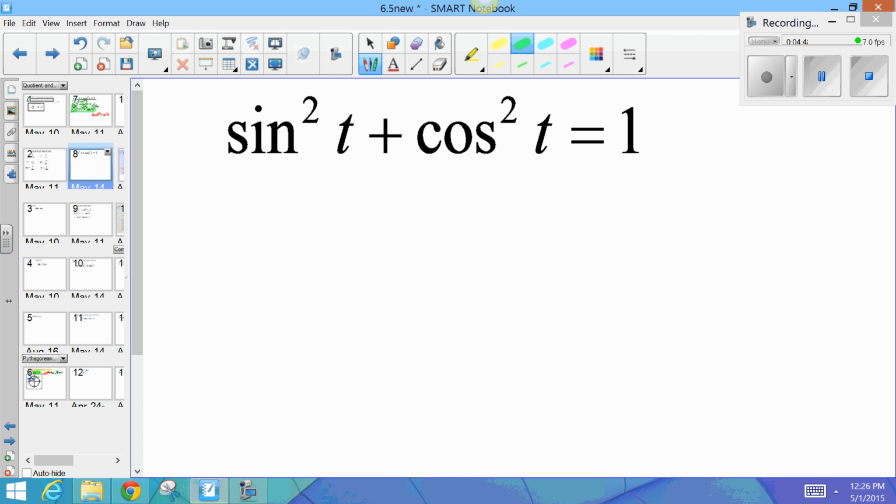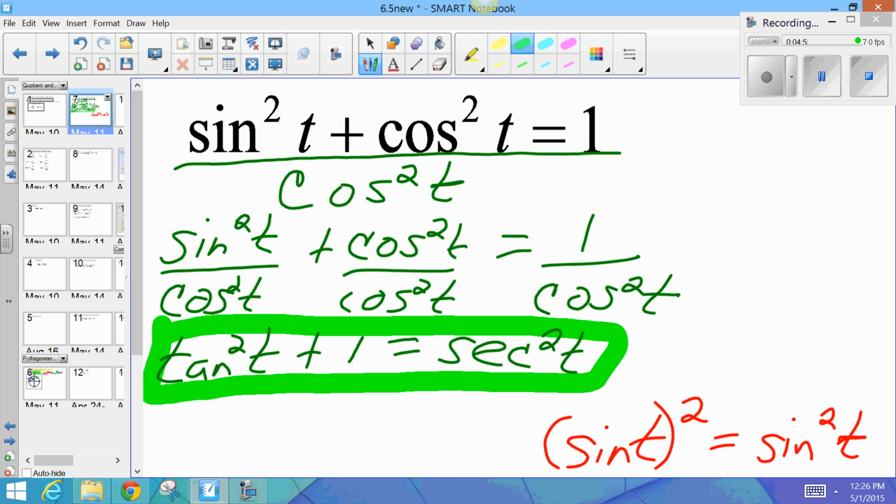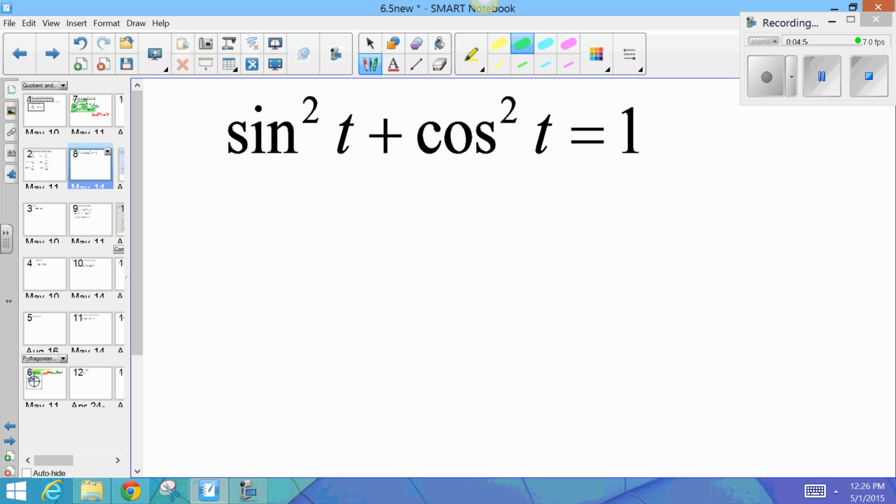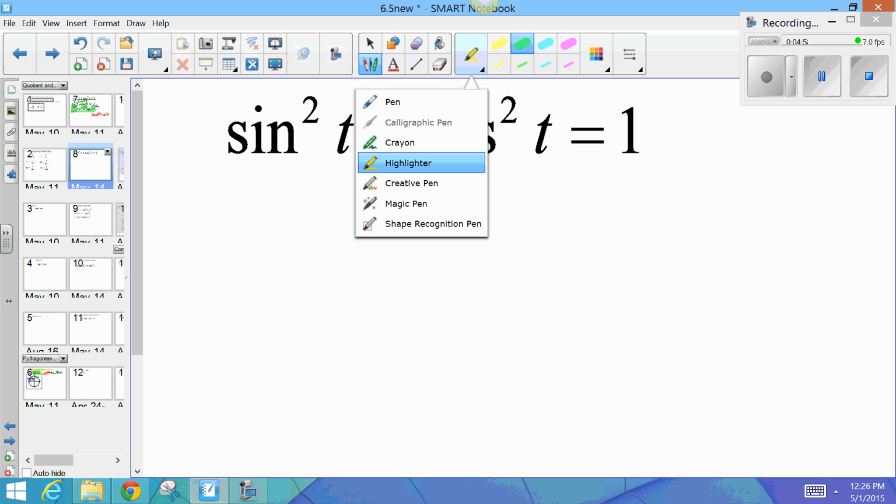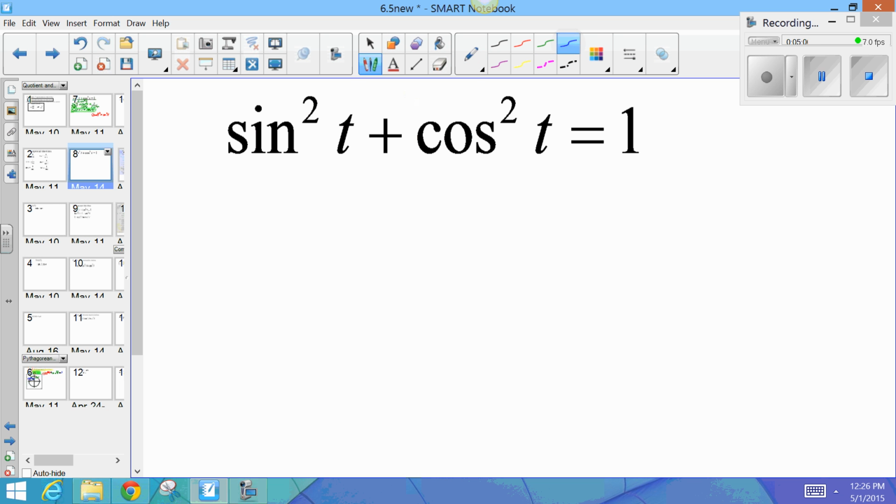We're going to go and do this one more time. First time I divided by cosine squared of t. This time I'm going to divide everything through by sine squared of t.